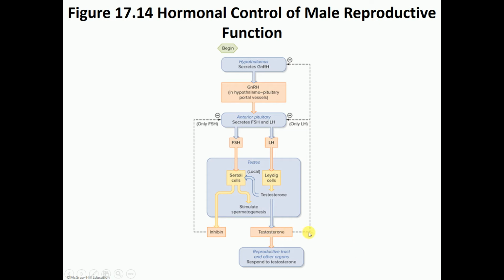By negative feedback, testosterone will inhibit the anterior pituitary to stop making LH, again, very limited effect on FSH, and it will also, through negative feedback, inhibit the hypothalamus from making gonadotropin-releasing hormone.